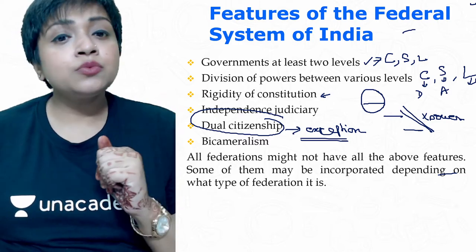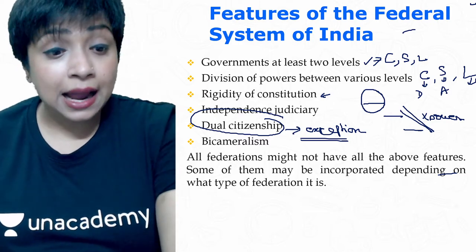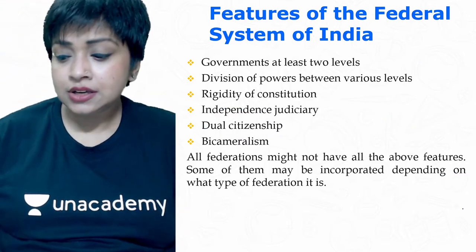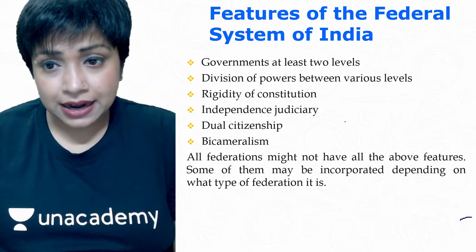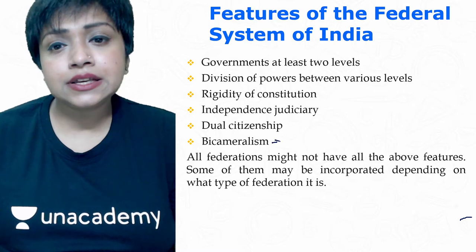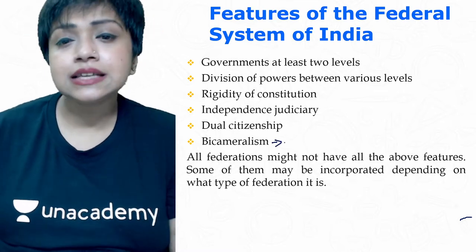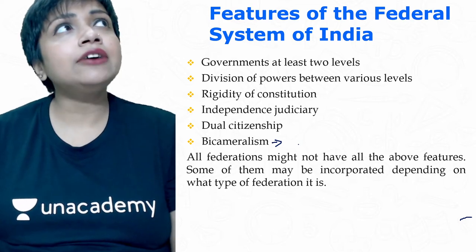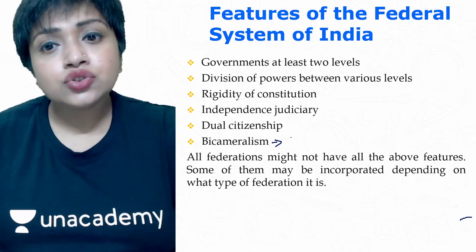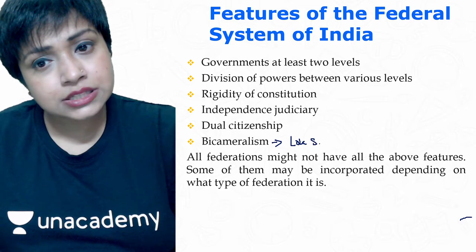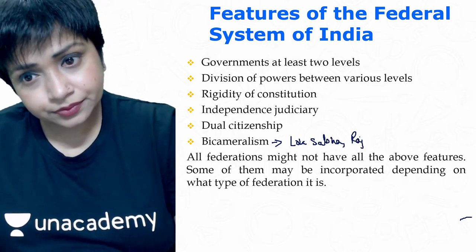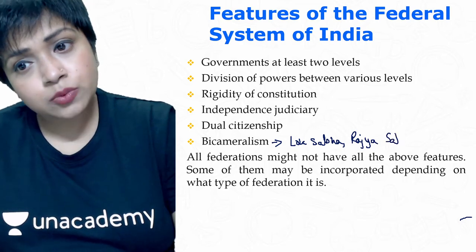Now let's move to the next part, that is bicameralism. Don't get confused with this comparatively difficult word, it's a very simple concept. Bicameralism means having two houses. So usually in federations we have two houses in the parliament, just as we have Lok Sabha and Rajya Sabha in India.